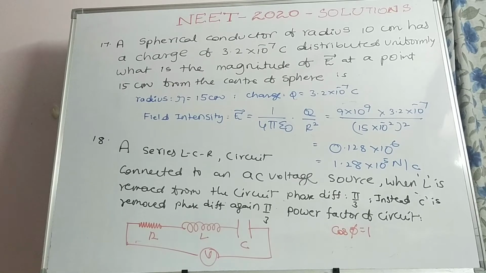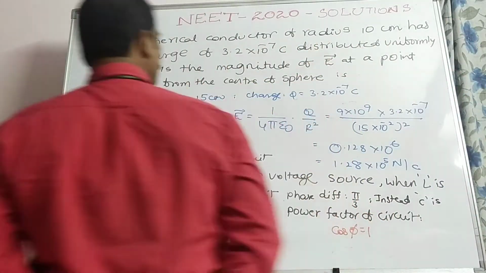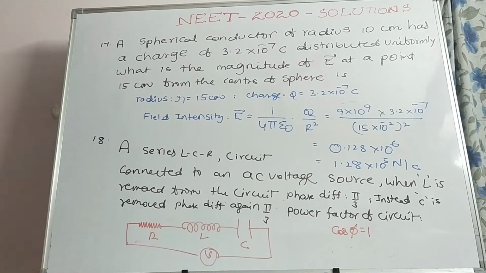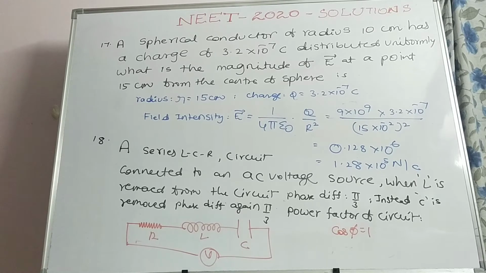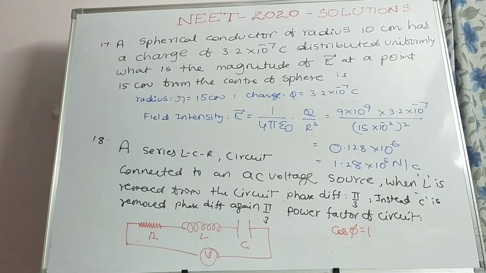This file continues from question number 17. Here we have a spherical conductor of radius 10 centimeter that has a charge of 3.2 × 10^-7 coulomb distributed uniformly. What is the magnitude of the electric field at a point 15 centimeter from the center of the sphere?